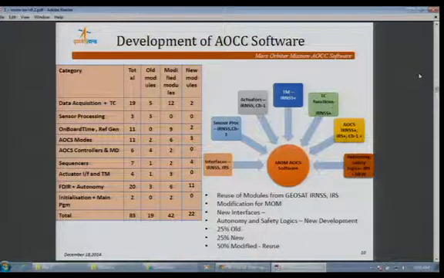And in fact, if we see the statistics, the new interfaces are very minimal, and the autonomy and safety logics is a major new development, on which a lot of concentration was placed. And of course, there are a lot of developments specific to Mars MOM, that is a total of 25%, and 25% is old, and 50% has been modified and reused.